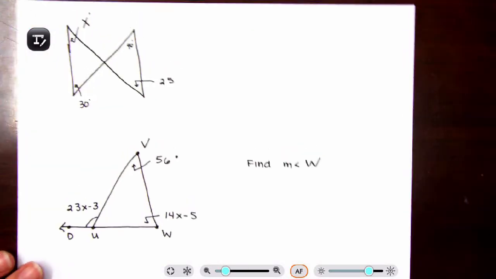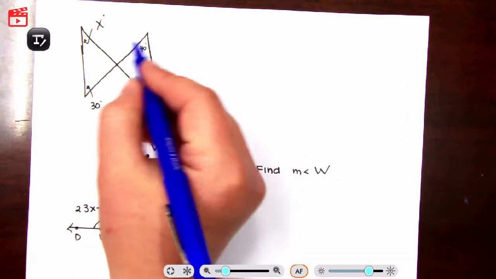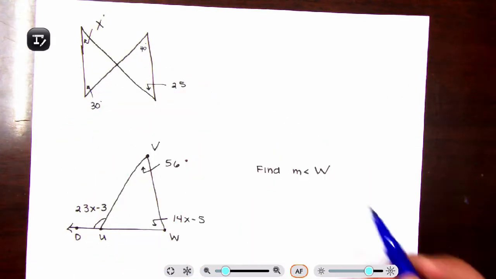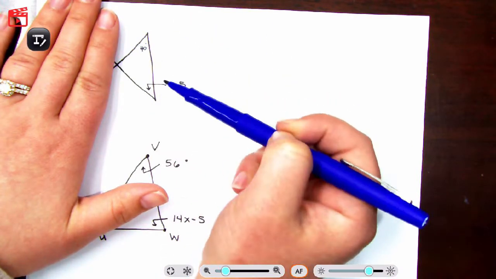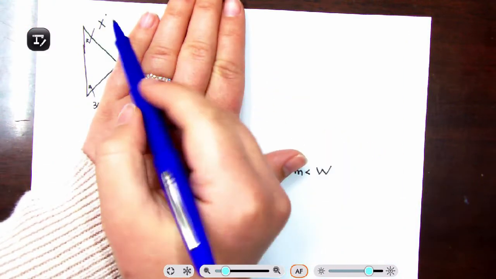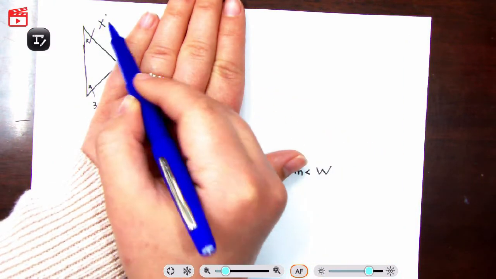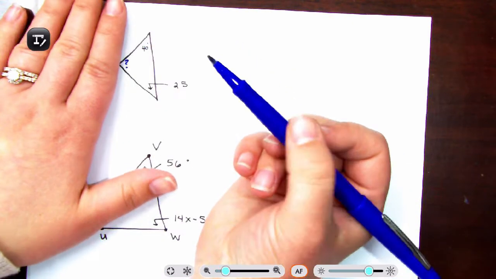Sometimes you'll see something like this, which is 2 triangles combined. It looks like a bow tie. So in this triangle here, we have 40, 25, and an unknown. In this one here, we have 2 unknowns. We don't know this x value. We also don't know this value here. I'm going to choose to start with this triangle.